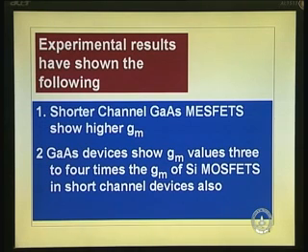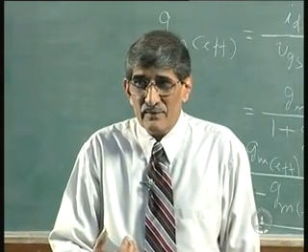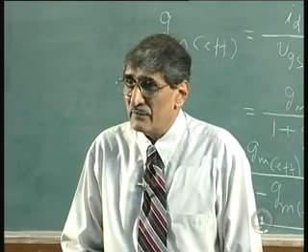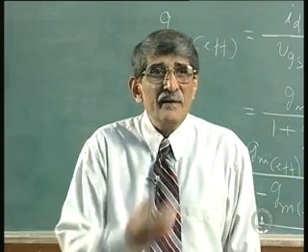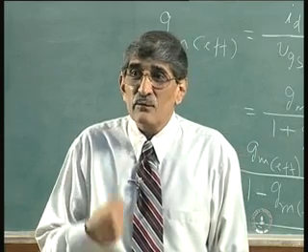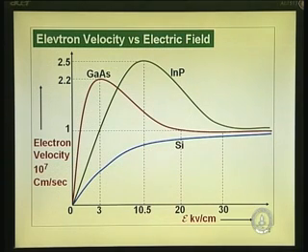Gallium arsenide devices show Gm values 3 to 4 times higher. They made gallium arsenide devices with short channels, they made silicon MOSFETs, compared them, and found Gm is higher in gallium arsenide, 3 to 4 times that of silicon, in spite of the velocity saturation taking place. To understand that, we have to take a look at the velocity field characteristics. So we take a look at electron velocity versus electric field in silicon and in gallium arsenide, and of course I have also put indium phosphide. Let us not look at it right now. We will look at the indium phosphide curve afterwards.